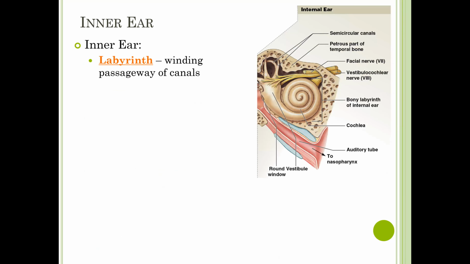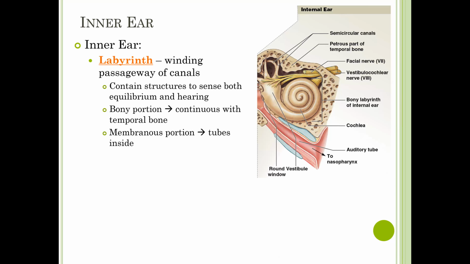So the inner ear is composed mostly of this large structure called the labyrinth, which is a winding passageway full of canals. The labyrinth contains structures that will allow us to sense both equilibrium and hearing, and we'll talk about both of those in this part of the lecture. There is a bony portion which is continuous with the temporal bone that surrounds it. And then there is a membranous portion, and as you'll see on the next slide, there are actually tubes inside this larger tube. The labyrinth has 3 main areas.